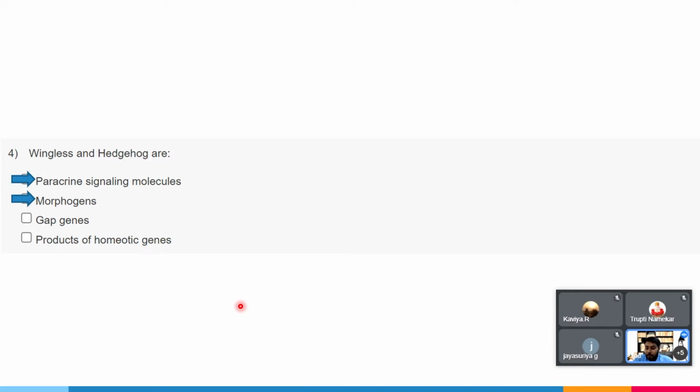And they are not products of homeotic genes, since wingless and hedgehog are segment polarity genes, and we have discussed that pair-rule genes help in establishment of the expression pattern of the segment polarity genes, and all of them together help in the expression pattern of homeotic genes. So homeotic genes come after. If anyone does not have any question on this, we move forward.